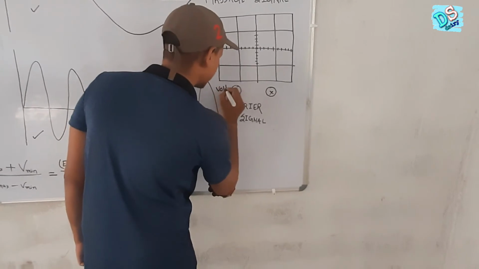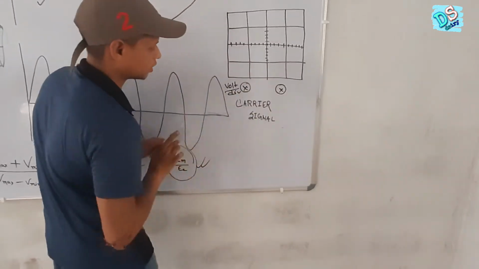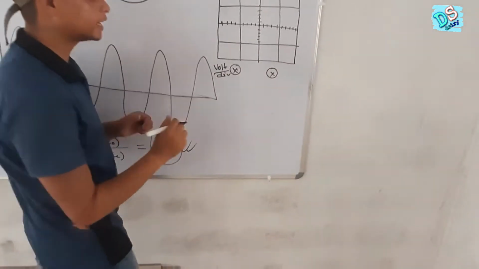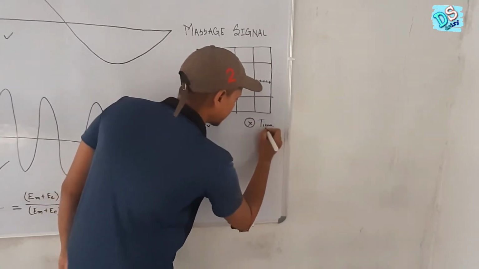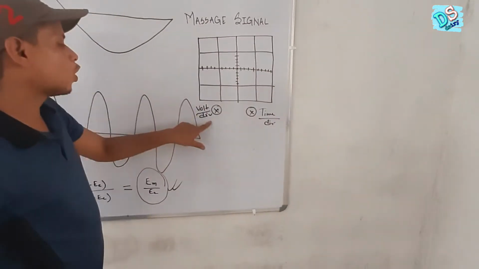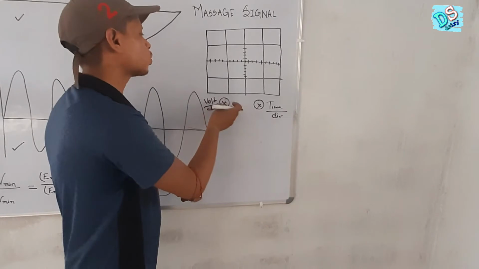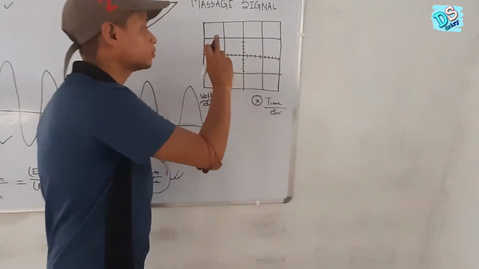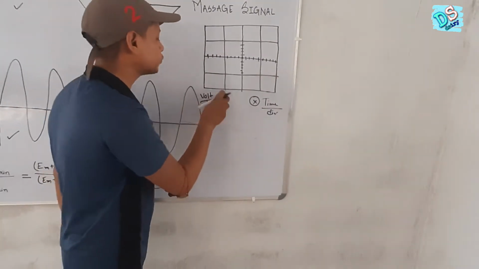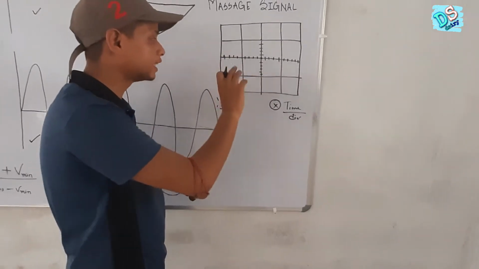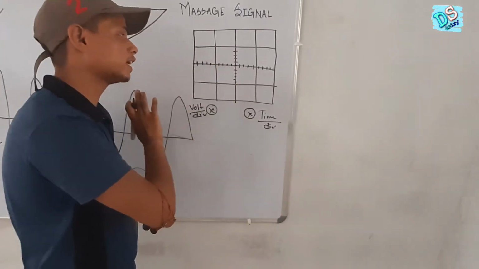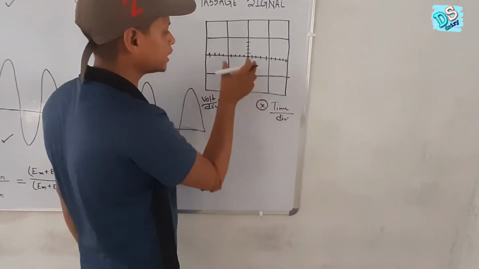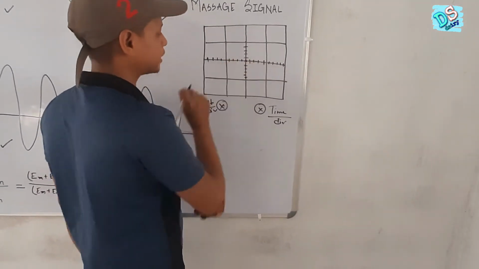The measurement is, there are two controls. One is volt per division and one is time per division. The volt per division is actually to control the amplitude representation of the signal, not the amplitude of the signal. Means if we change the knob, the representation of the signal is going to change, but the actual signal is not going to change. And time per division is going to change the time representation.